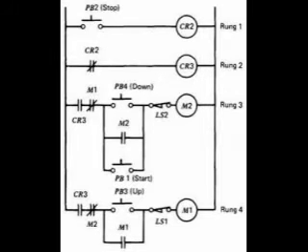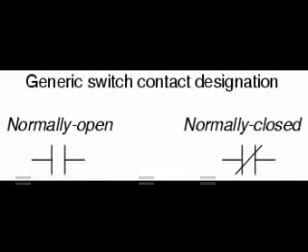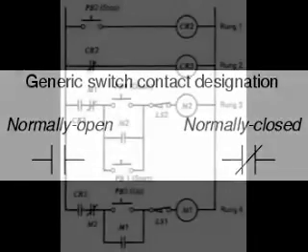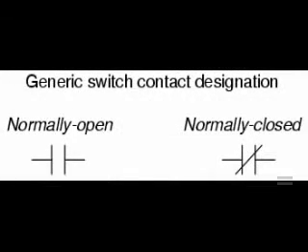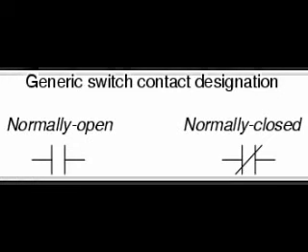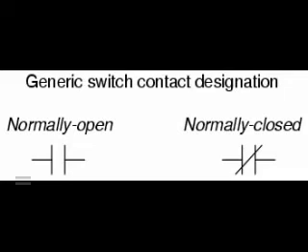There is also a generic symbology for any switch contact, using a pair of vertical lines to represent the contact points in a switch. They are used in electrical diagrams, especially ladder diagrams. Normally open contacts are designated by the lines not touching, while normally closed contacts are designated with a diagonal line bridging between the two lines. The switch on the left will close when actuated and will be open while in the normal unactuated position. The switch on the right will open when actuated and is closed in the normal unactuated position.